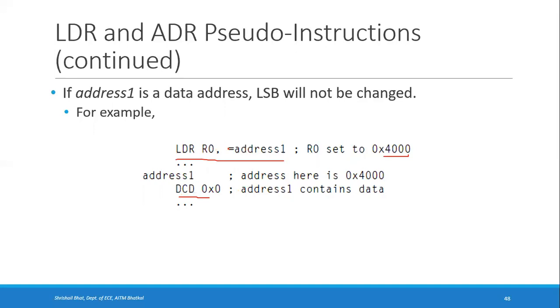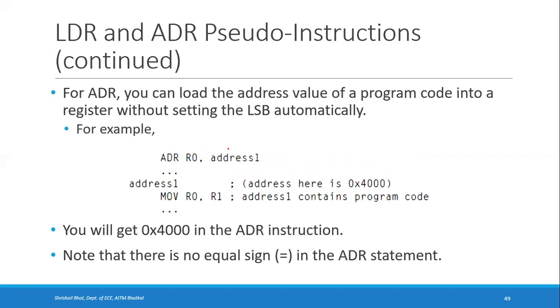Just like LDR, we can have ADR. ADR stands for address. It is specifically used for loading the address. Here you can avoid using the equal sign. With LDR, you should have used LDR R0, =address 1. But if you write ADR R0, address 1, the address of the label address 1 is copied into R0. Here the address is 4000, so R0 will become 4000.